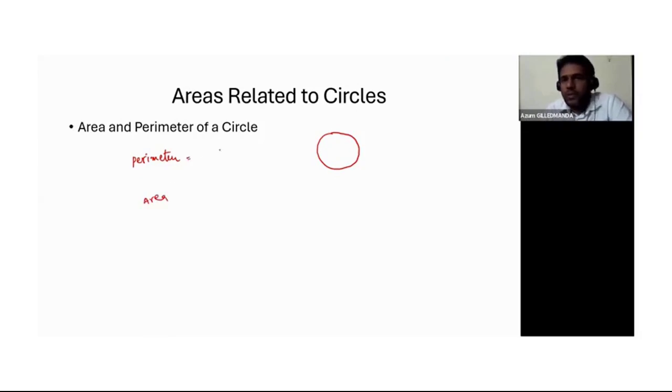The formula for perimeter of a circle is 2 pi r, or pi into d, where r is the radius and d is the diameter. So d equals 2 times the radius, that we know, right? Diameter is twice the radius.